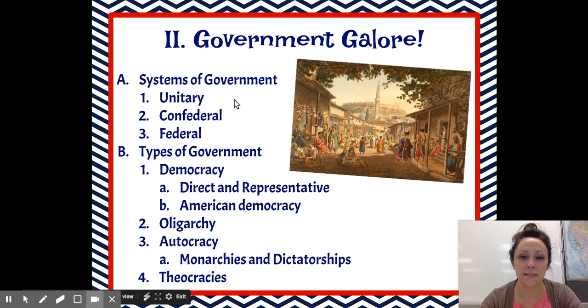Okay, a unitary system is a government that functions like one central unit. Basically there's only a national government in a unitary system. They don't have any state or regional governments.